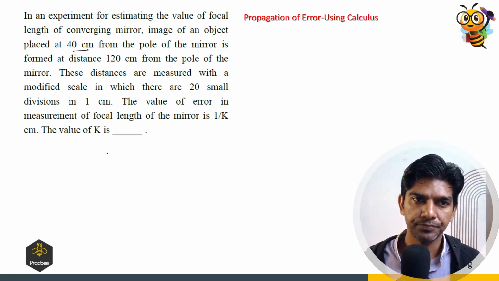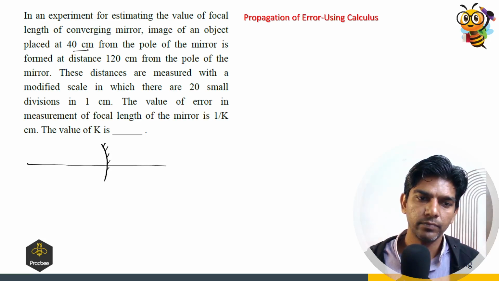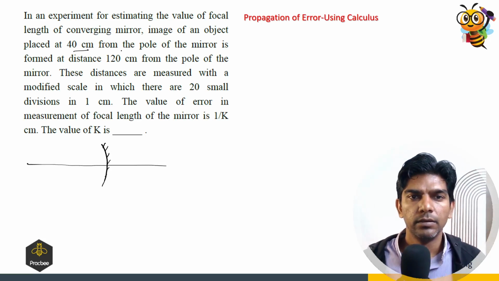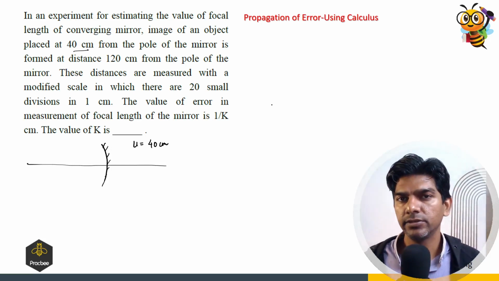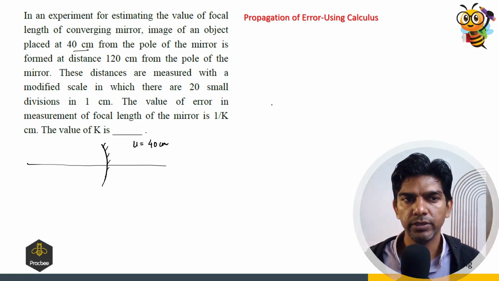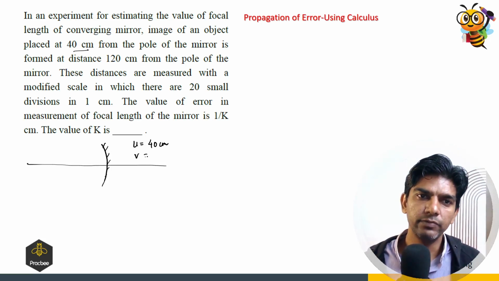So we have a converging mirror and u is given as 40 centimeter. Object is placed at a distance of 40 centimeter from the pole of the mirror and image is formed at a distance of 120 centimeter from the pole, and v is given as 120.